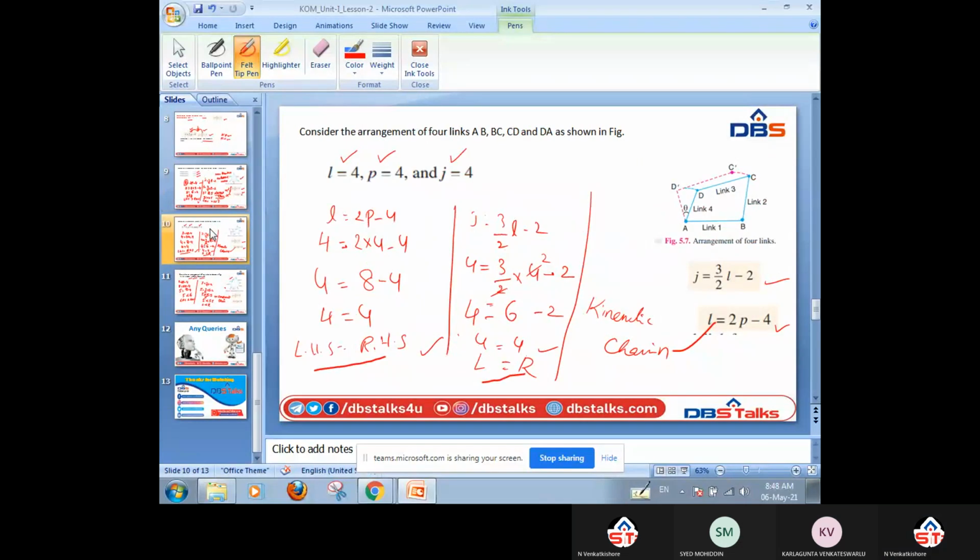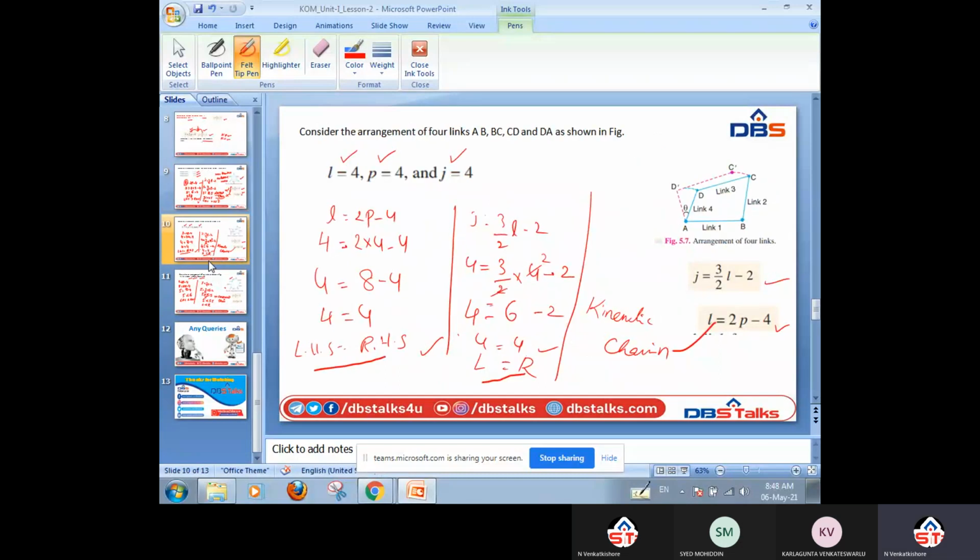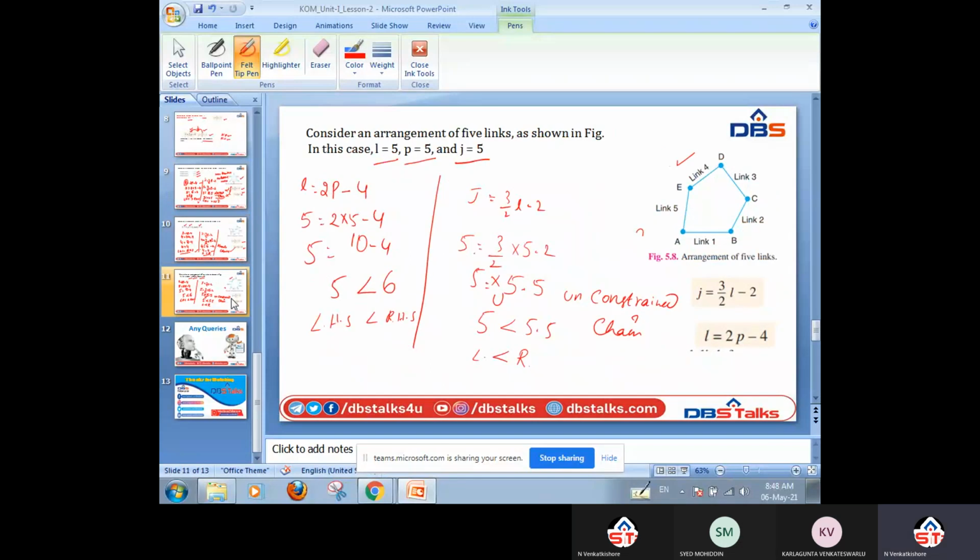What we have got is that one is the kinematic chain, another one is the locked chain. If LHS is greater than RHS, or LHS is equal to RHS, in both conditions that is a kinematic chain. And if LHS is less than RHS, that is an unconstrained chain. So these are the main 3 varieties of possible constraints in the given problems.